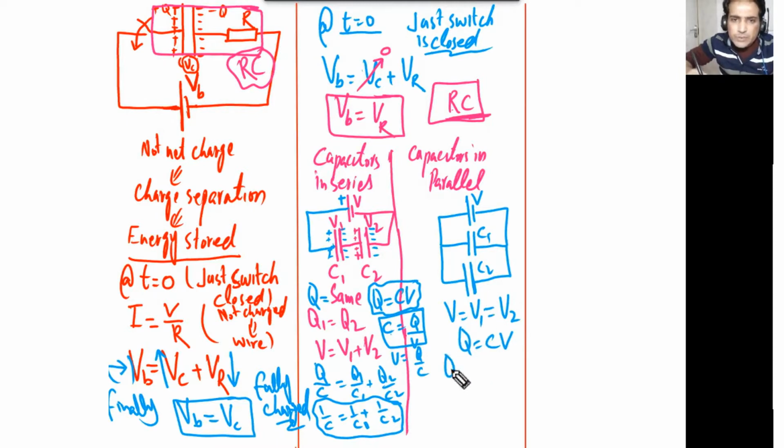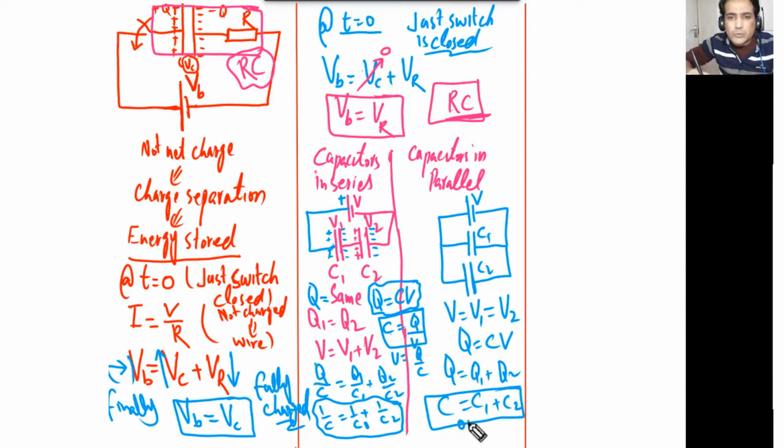you will say that Q has to be equal to Q1 plus Q2, the charge. Or simply, if you rearrange, you will get C is equal to C1 plus C2. Okay, so this is what we will get.